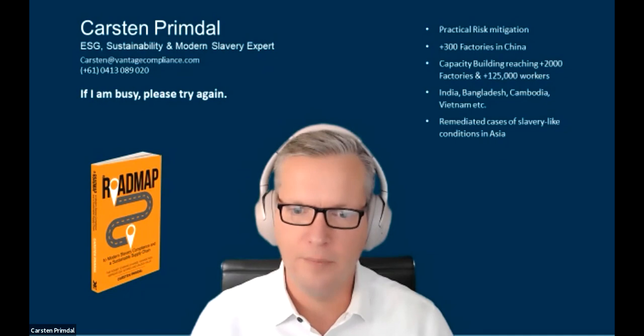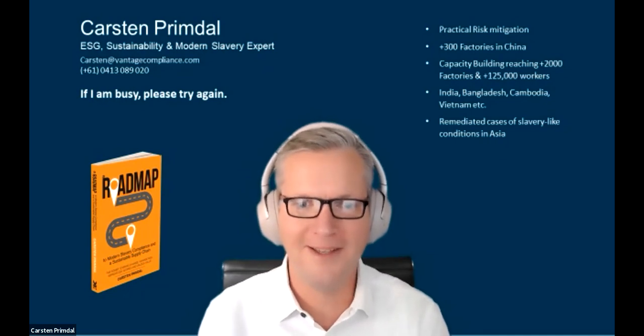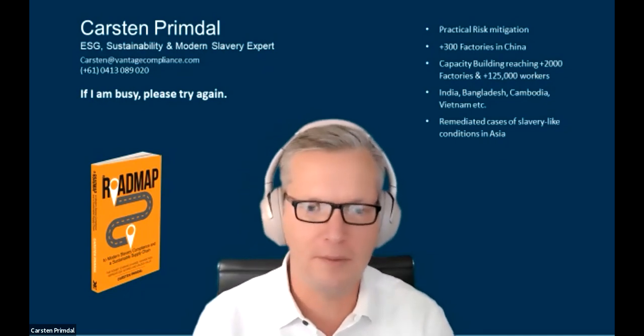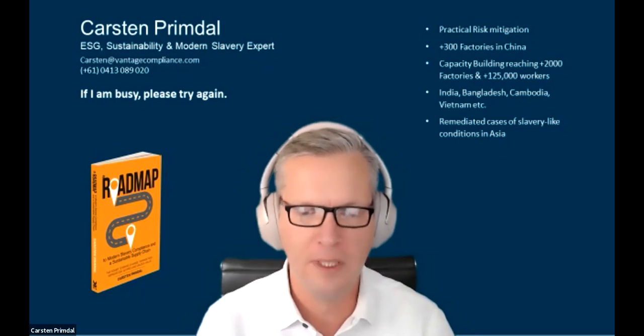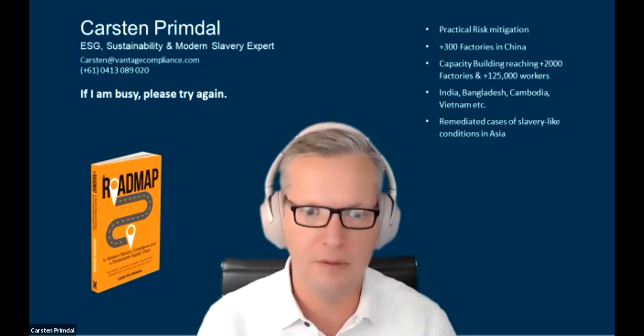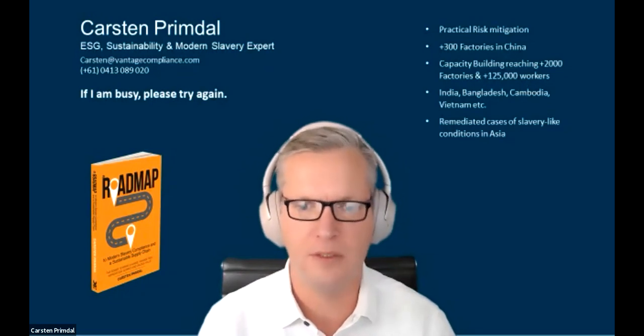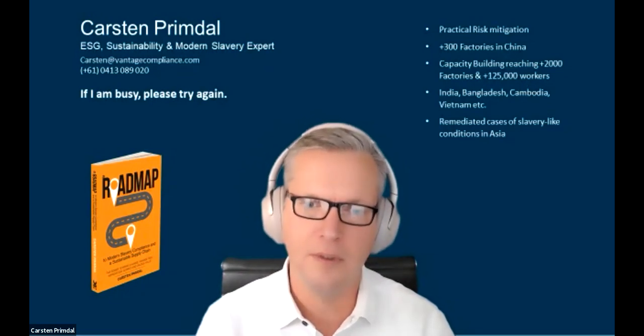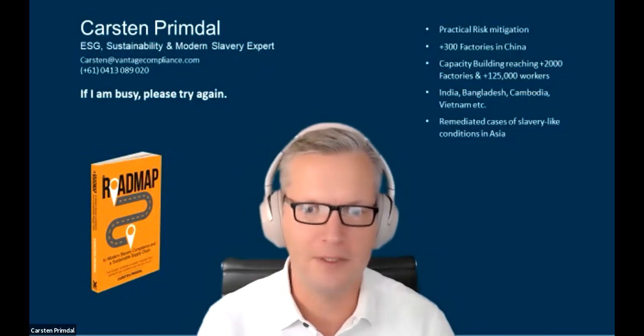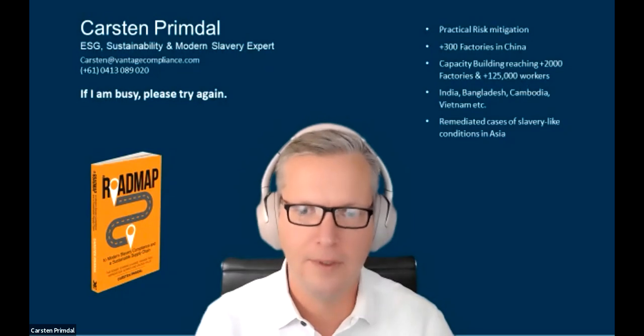So yeah, that's me. And sorry, I should mention why there's this picture of a book next to me. This is my latest book, which I call a roadmap to modern slavery compliance and a sustainable supply chain. So that's with focus on the parts overseas, etc. I wrote that last year.